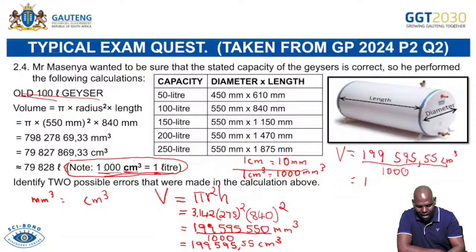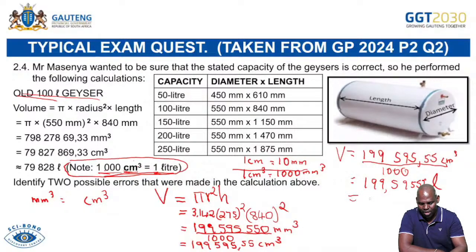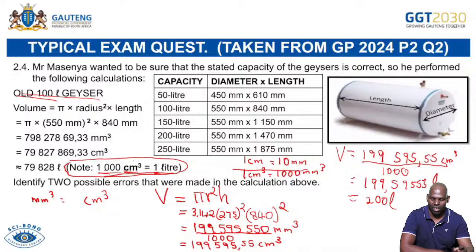I get 199,595, and then it's now liters. We can still round it off, and if you round it off, it's about 200 liters. This will be the correct answer without even looking at the solution. We know that in the end, we have to have this in liters.